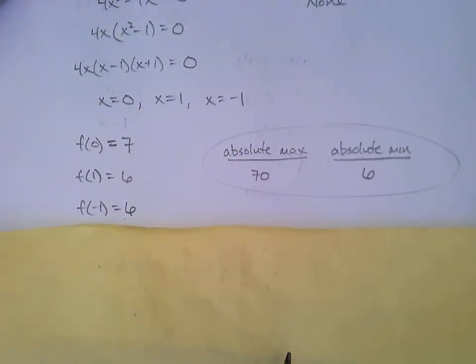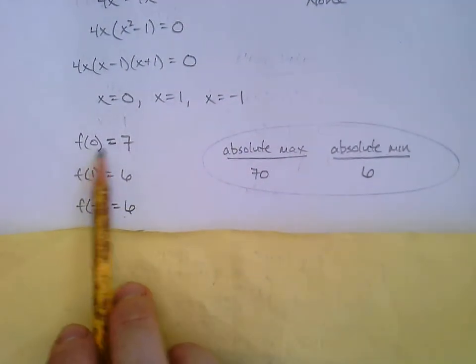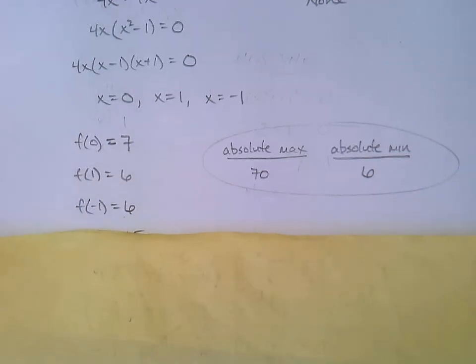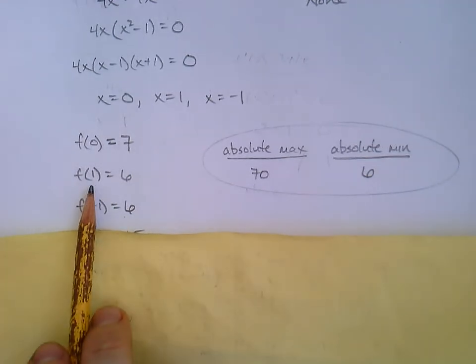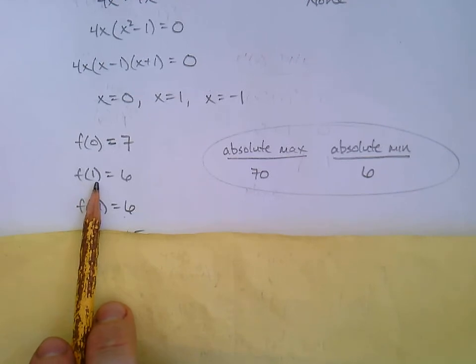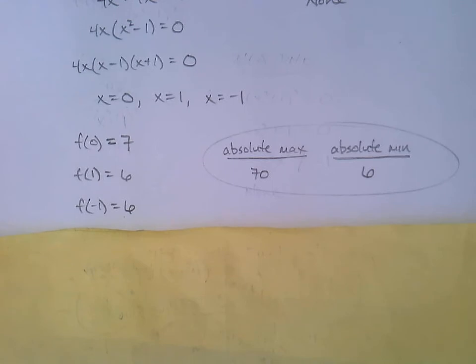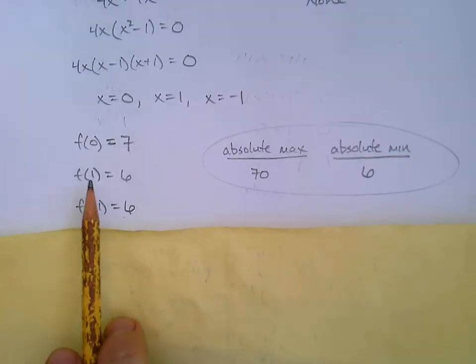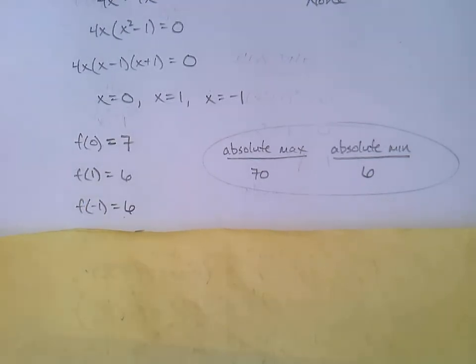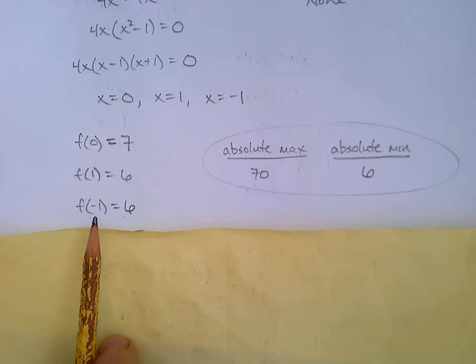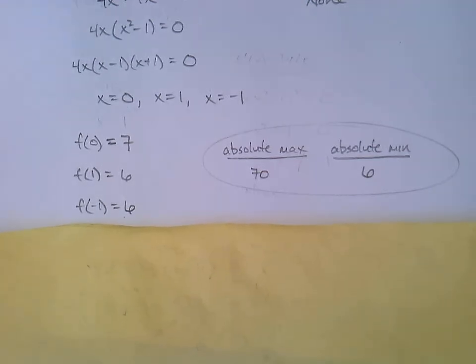So here they are. f of 0 is 7. It's not too hard to see. f of 1, even that's not too bad to compute. Take a moment, verify these calculations, I recommend for you to do. f of 1 gives you 6. And because of the even powers, f of -1 also equals 6. Okay, so we got the y values of our criticals.